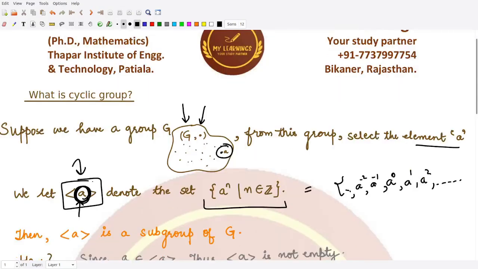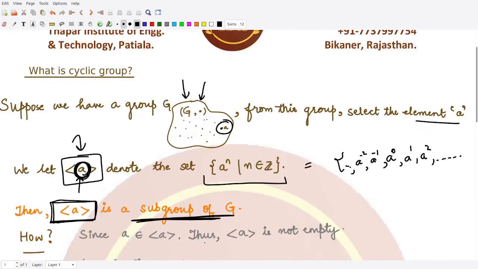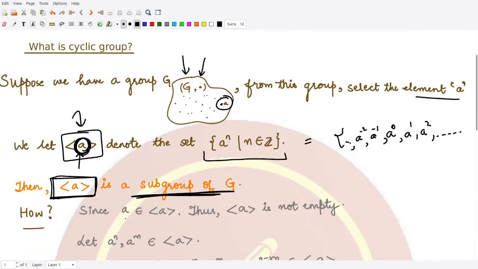Now I'm saying this is a subgroup. Why? Because this set forms a subgroup of the group G, right? How is this so? If you take some element from it, obviously A would be present in this set which is generated by A. I'll be telling you the notations and the terminology later on in this video. For the time being, you see A is present in this set, because you have A to the power 1 here. So this set is not empty.